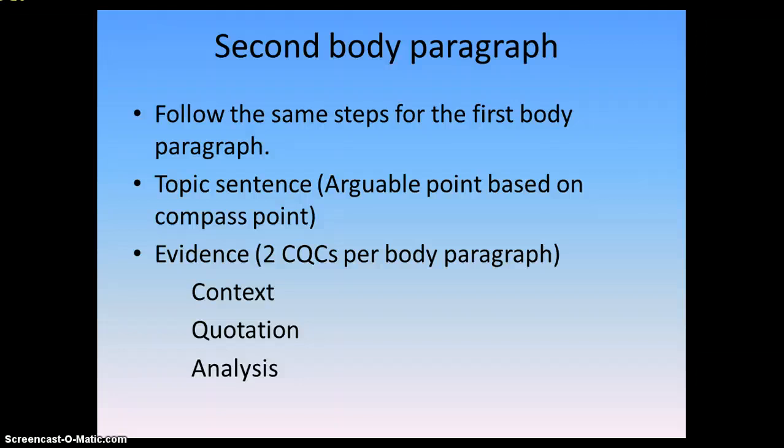The second body paragraph will follow the same format as the first body paragraph. You will have a topic sentence with an arguable point that is based on your compass. You need to have a minimum of 2 CQCs per body paragraph. In other words, 2 pieces of evidence, each with context and analysis. The key point with the topic sentence is that the point that you make not only connects to the compass, but that it's arguable and not a statement of fact.